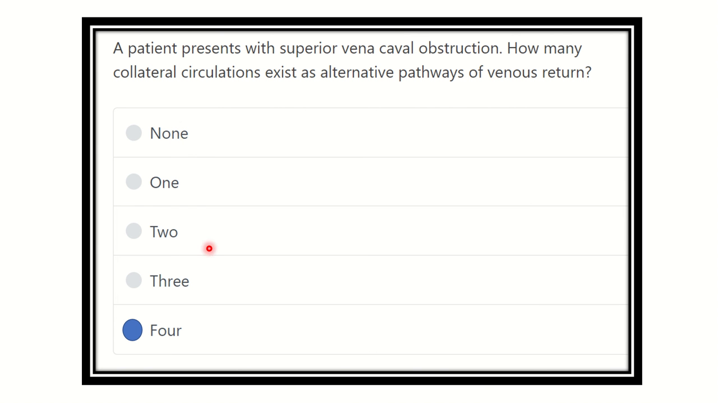So here we can see there are four alternative pathways through which venous return to the heart occurs due to obstruction of the superior vena cava.